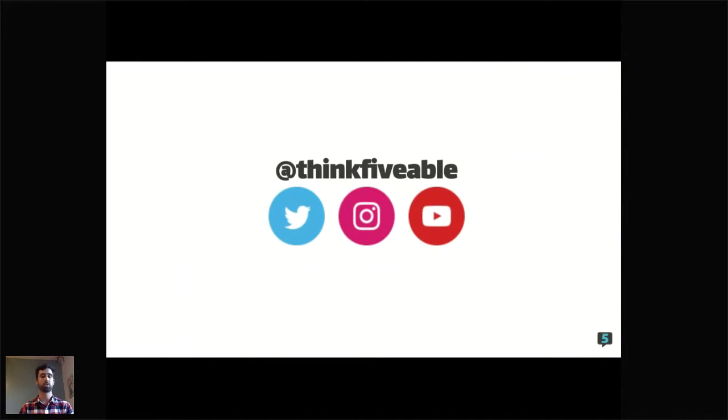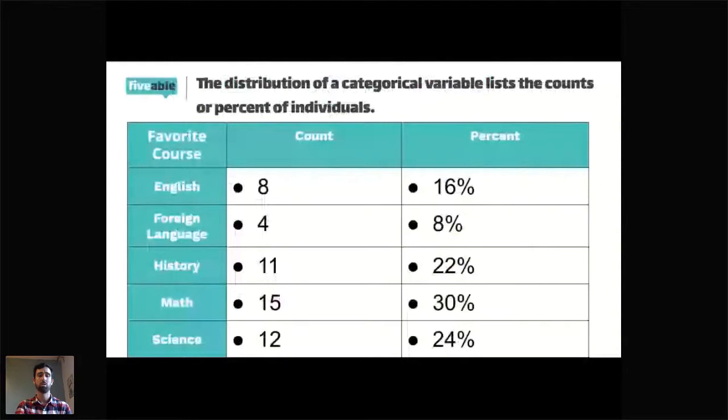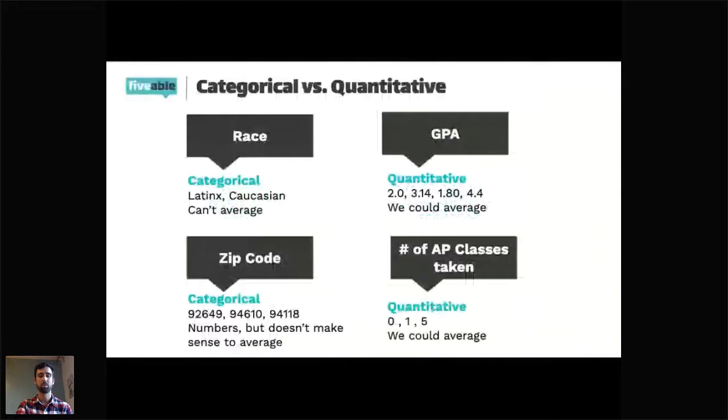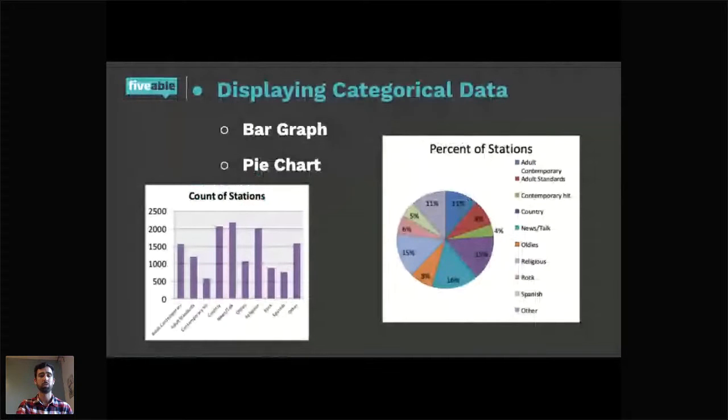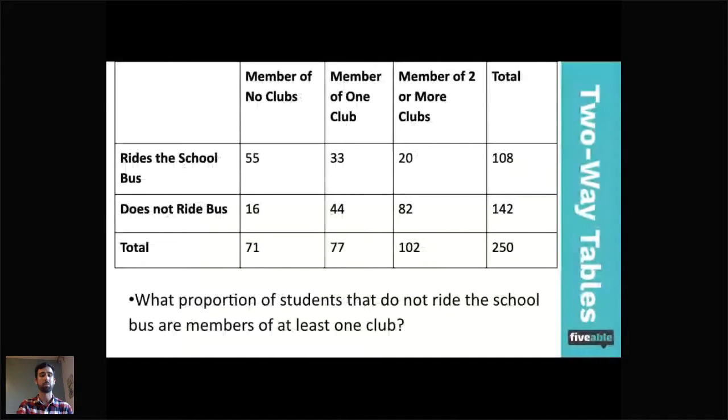All right, well, that was a quick session on how to analyze categorical data. I want to quickly review. We have categorical versus quantitative. We use bar and pie charts to display categorical data if it's one category. If it's two, we use two-way tables and segmented bar graphs.